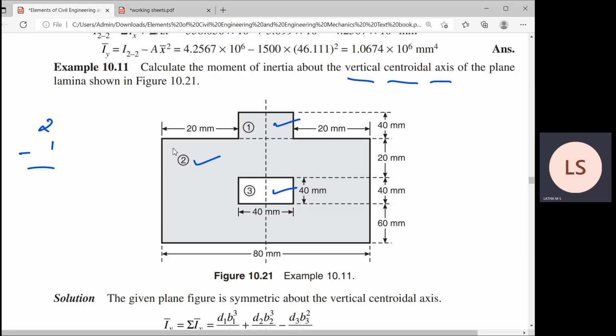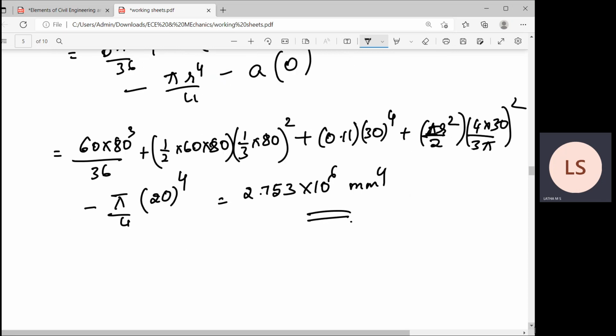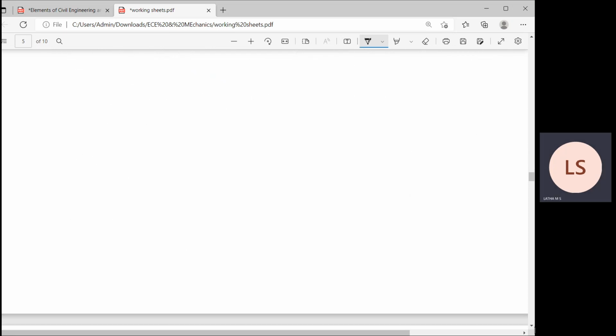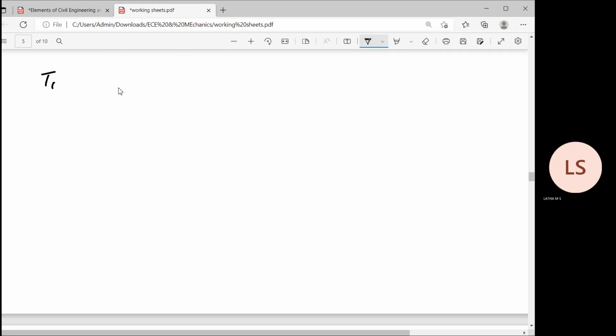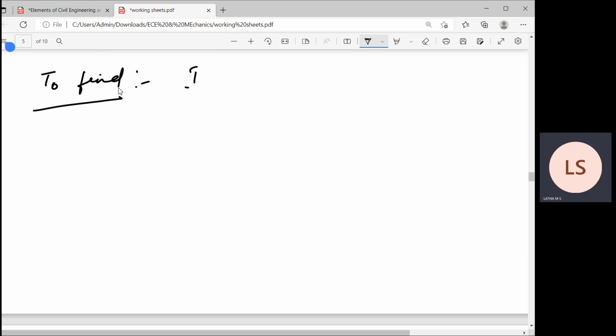You may get confused with this centroidal axis, or you can do it in another way also, directly. When it is asked about the centroidal axis, you can start calculating the usual way. I'll move the content here. To find the vertical centroidal axis moment of inertia, that is Iyy.